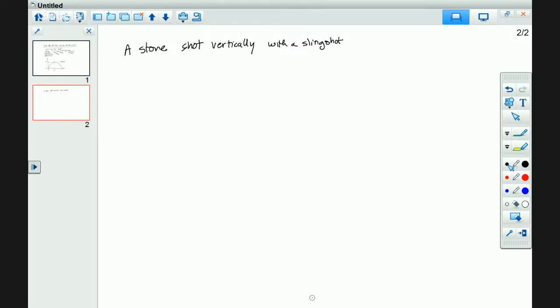Okay. The stone shot vertically with a slingshot has initial velocity 50 meters per second. Initial height, 10 meters. On my paper, it says with an initial velocity of 50 meters per second and an initial height of 10 meters. So I translated it for you. Be aware that you'll probably see those words, and you have to interpret that.